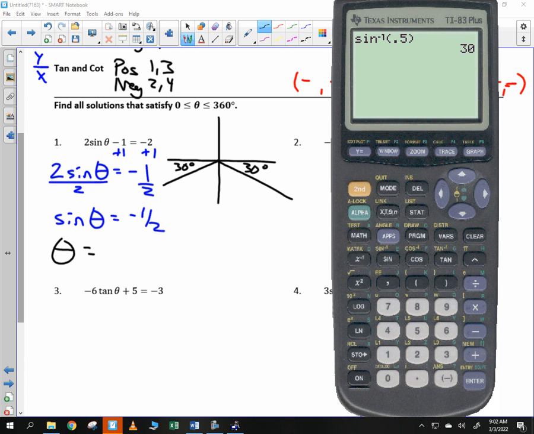The answer is not 30. If this is a 30-degree angle here, then how many degrees is this? Try this again. How many degrees is that? Close. 210, right? We're going to take 180 and do what? We're going to add 30, right? Everybody see that that's 210 then? Good, so 210 degrees. So what would the other one be?